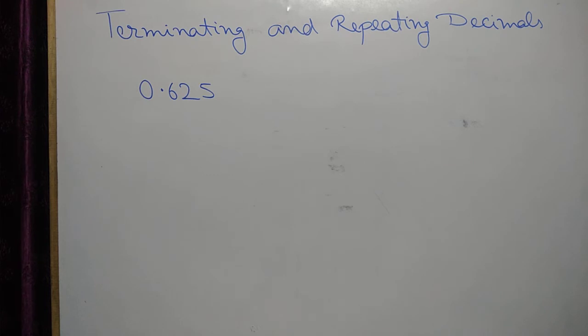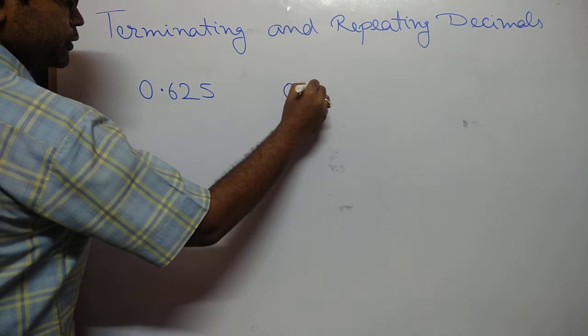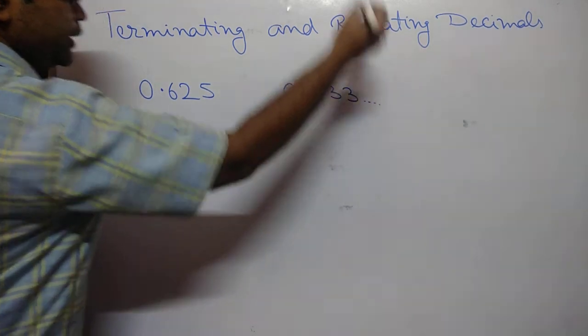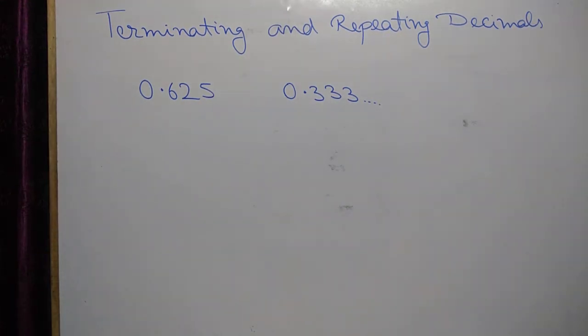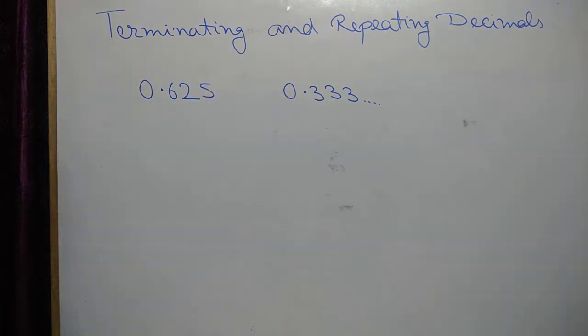And if we write 0.333 and this 3 still continues, in this case the number of digits after the decimal is infinite. So this type of decimal is known as a repeating decimal. This is a very basic idea of terminating and repeating decimals. Today in this video we are going to discuss terminating and repeating decimals in depth.